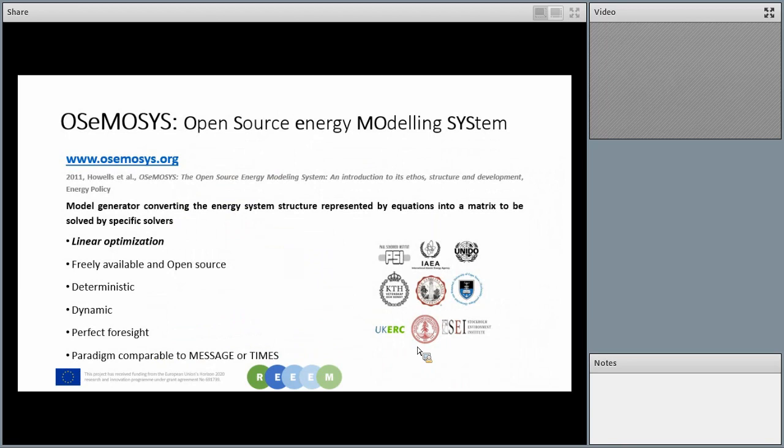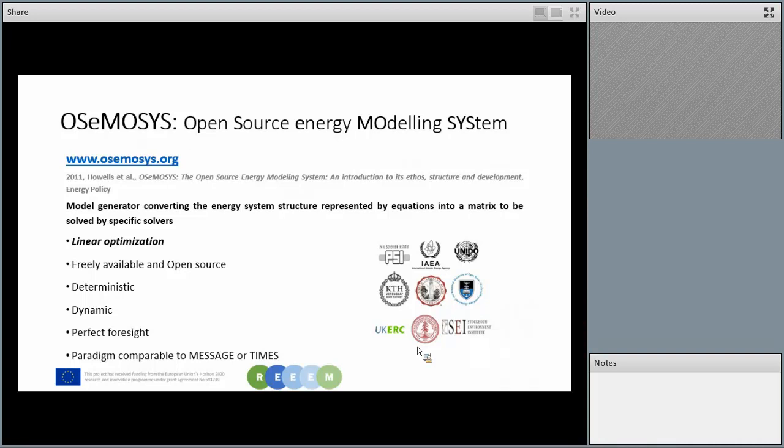OSMOSYS, the open source energy modeling system, is documented on the webpage osmosys.org as well as in the paper "OSMOSYS, the open source energy modeling system: an introduction to its ethos, structure and development" in Energy Policy by Mark Howells from 2011. The system is a model generator converting the energy system structure represented by equations into a matrix to be solved by a specific solver. But what does this exactly mean?